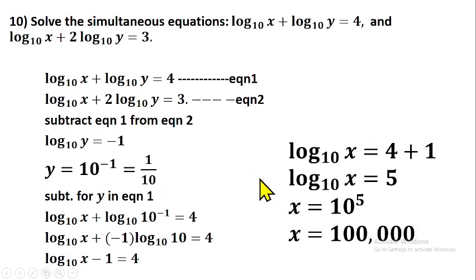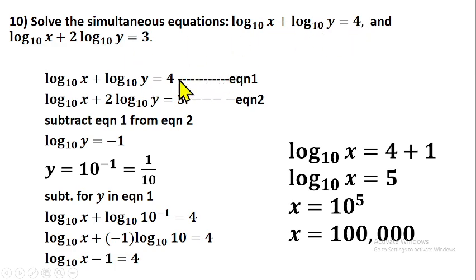So we can also have a logarithmic equation that will result in simultaneous equations, that you have to solve simultaneously. That means you are given two equations on logarithm to solve simultaneously, like the one we are having on the screen right now. It is possible. Solve this simultaneous equation: log x base 10 plus log y base 10 equals 4, and log x base 10 plus 2 log y base 10 equals 3. So you're having two equations now to solve simultaneously. How do we approach this?